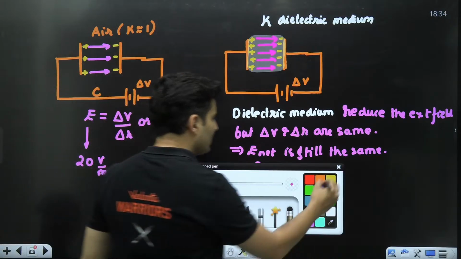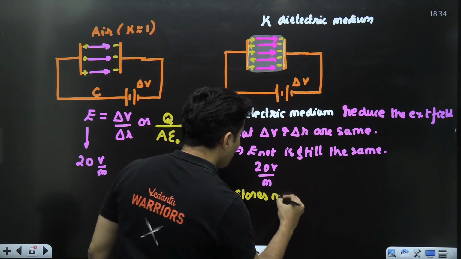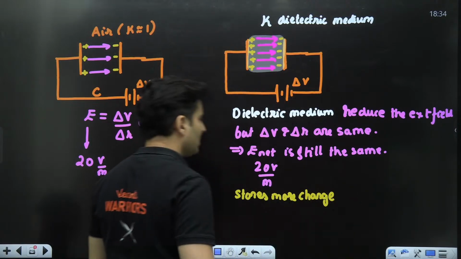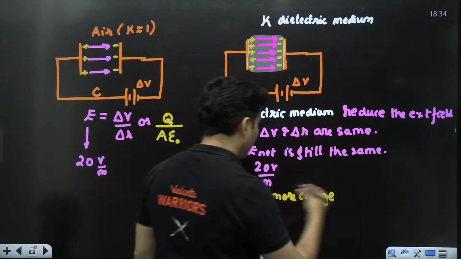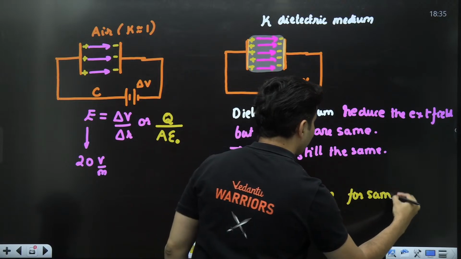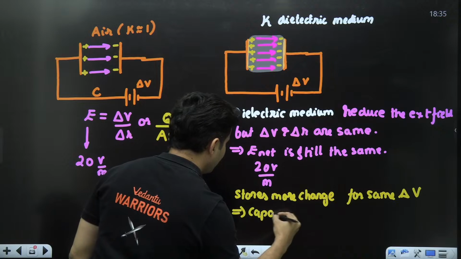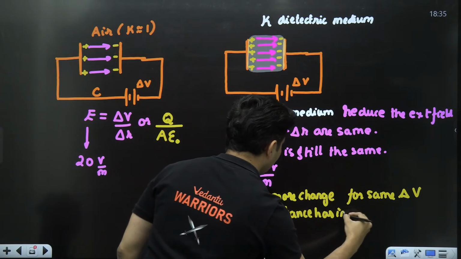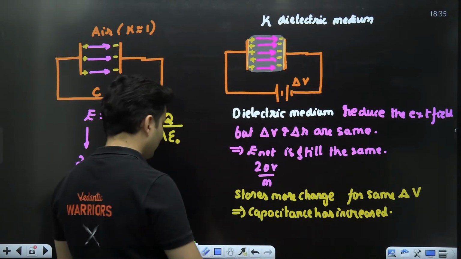So now it stores more charge. Therefore it stores more charge for the same voltage difference. Because it has stored more charge for the same voltage difference, that implies the capacitance has increased. The capacitance has increased. Think of it that way.